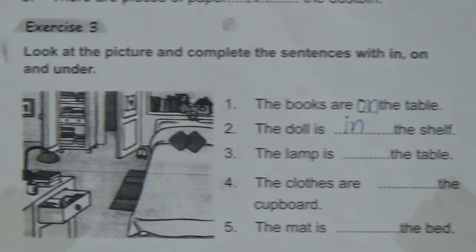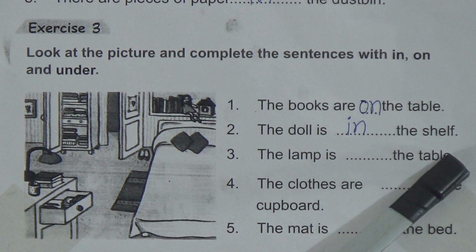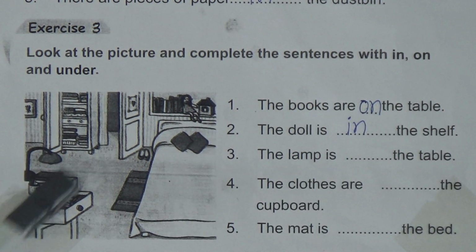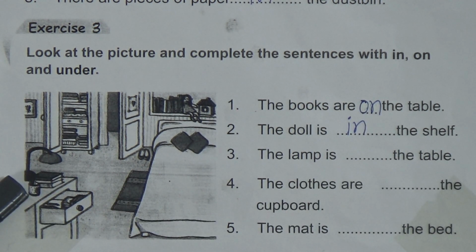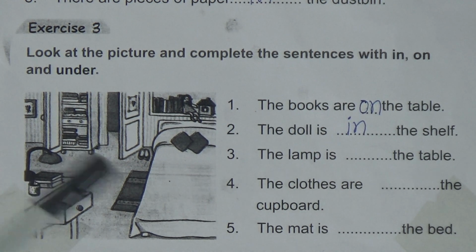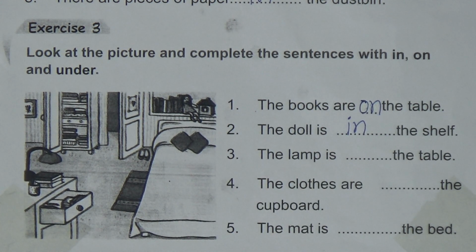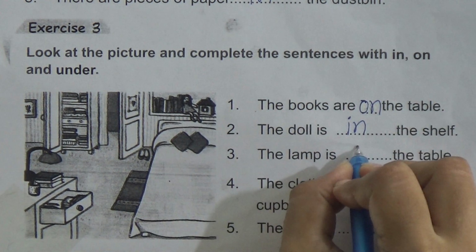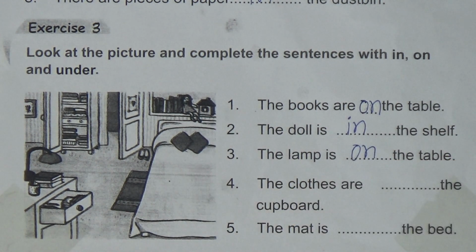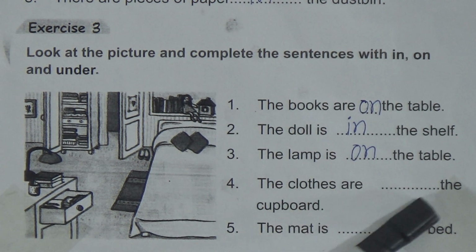Now number 3, the lamp is dash the table. So where is the lamp? Now look at the position. The lamp is here. So it touches the surface of the table and it is on the table. So the lamp is on the table. So we will write here on.